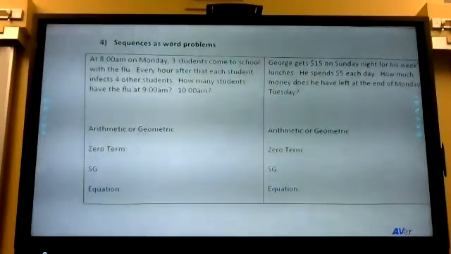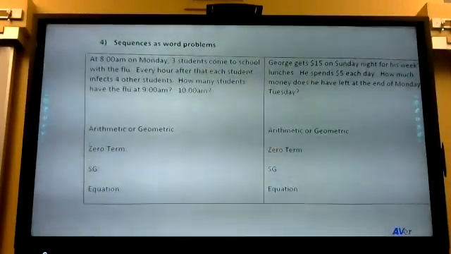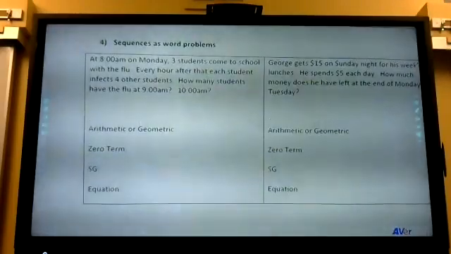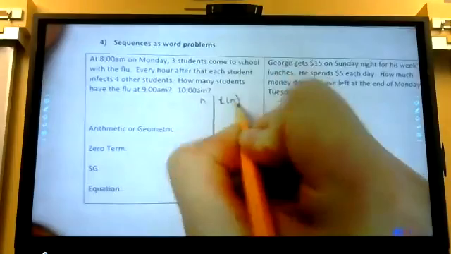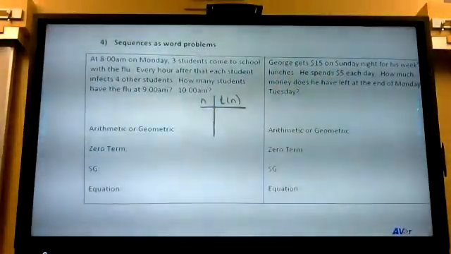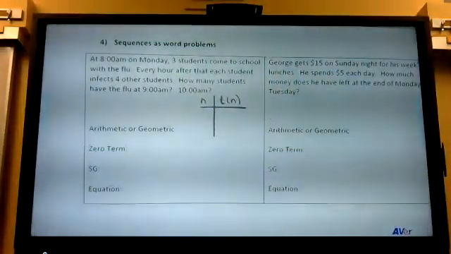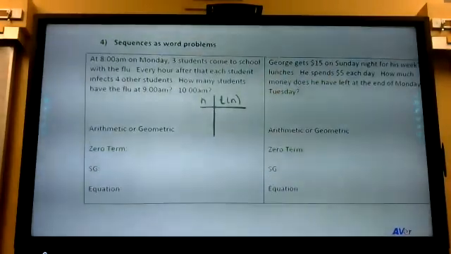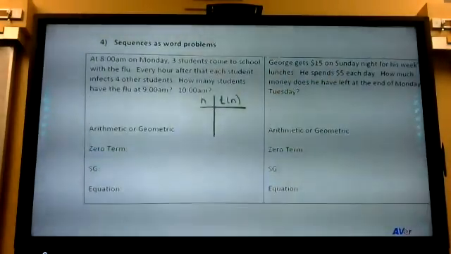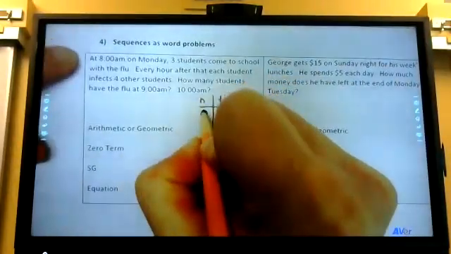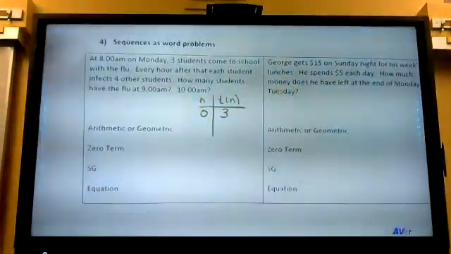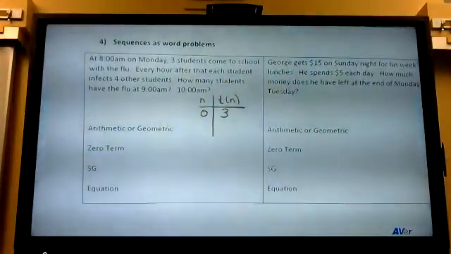How many students have the flu at 9 a.m.? How many have it at 10 a.m.? So again, I'm a big table person because I like to be able to see my patterns. And I will tell you this, anytime you have a word problem, these are our real life problems, it always gives you the starting point, meaning it always gives you the zero term. 8 a.m. on Monday is the zero term, and that means we have 3 people at time 0.